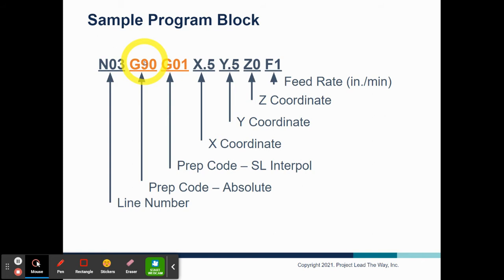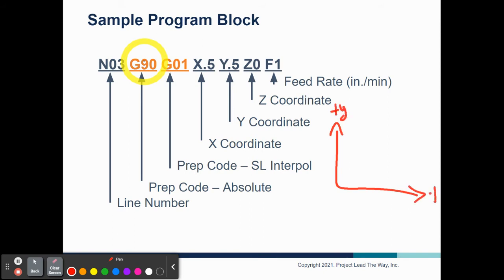The easiest way to explain absolute coordinates and incremental is if we drew a Cartesian plane here. So we have the y-axis here, and we have the x-axis here.